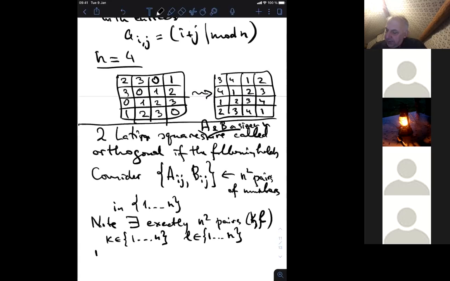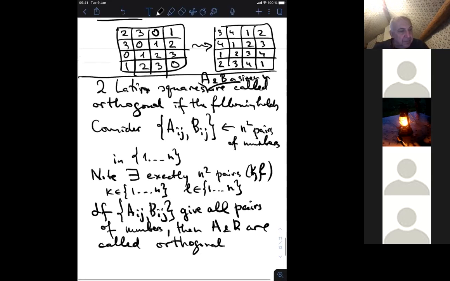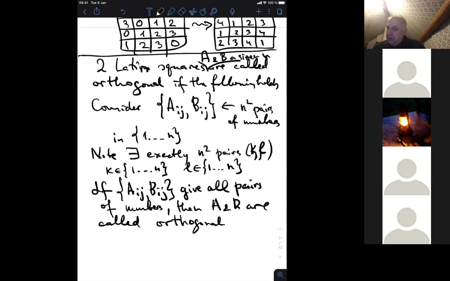Okay. If those guys give all pairs of numbers, then A and B are called orthogonal. I'll give you an example so you'll understand what I'm talking about. Okay, this is important to understand.